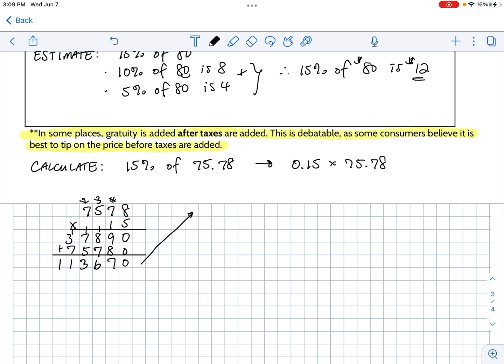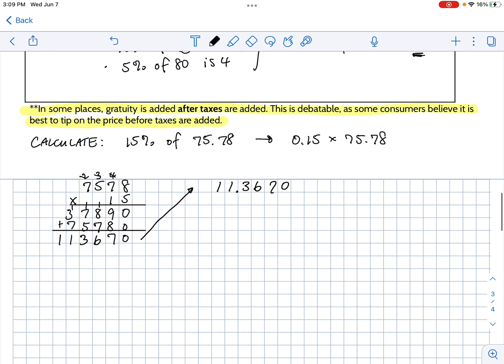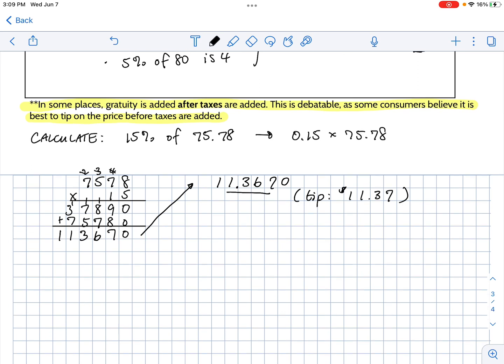So I know my answer is going to be around 12. I'm looking at my estimate here. So I know the decimal place is going to be 11.3670. Okay. So really the amount of the tip is around $11.36. Now, the amount of the tip, if I round it, is going to be $11.37. But what I'm going to do in my final calculation is I'm going to take this whole number. You are not paying $11.37.